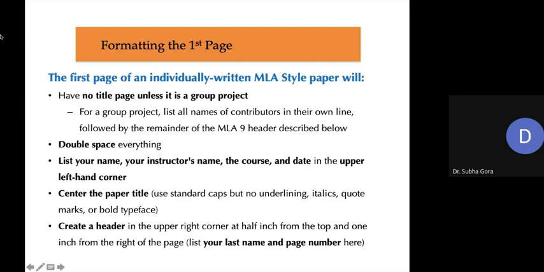Then create a header in the upper right corner. That includes your last name followed by a space with a page number. And then always remember, whenever you give page numbers, number all the pages consecutively with Arabic numerals. And they should always be 1.5 inch from the top, flushed towards the right margin.